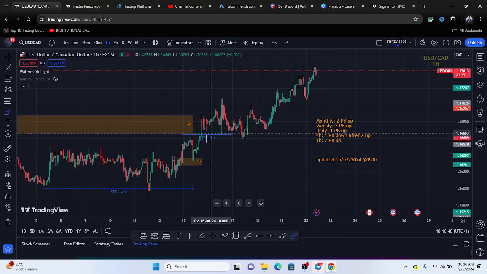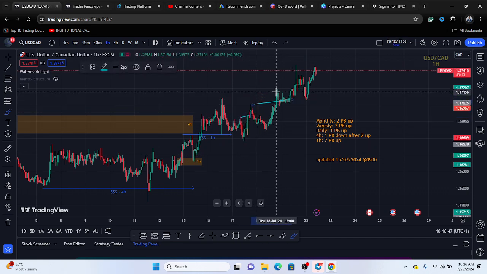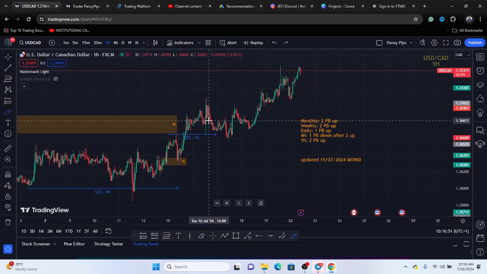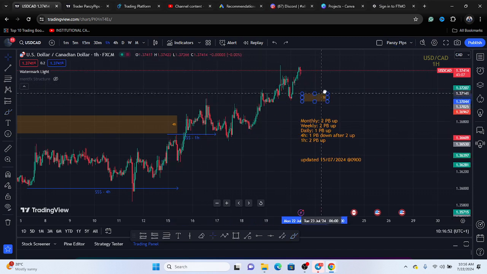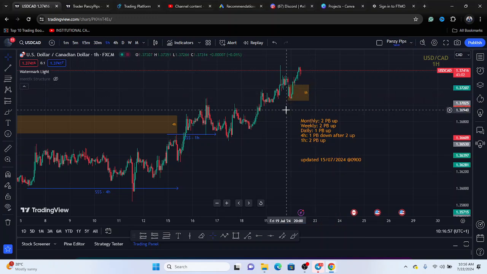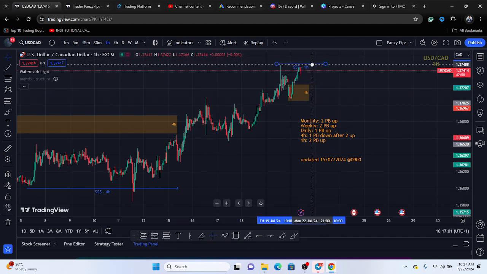So that's 4 PB up. Am I correct? From here, 1, 2, 3. So 3 PB up on the 1R. Alright, so move it there real quick, and we'll come back and look at the smaller time frames. And this would be our target.